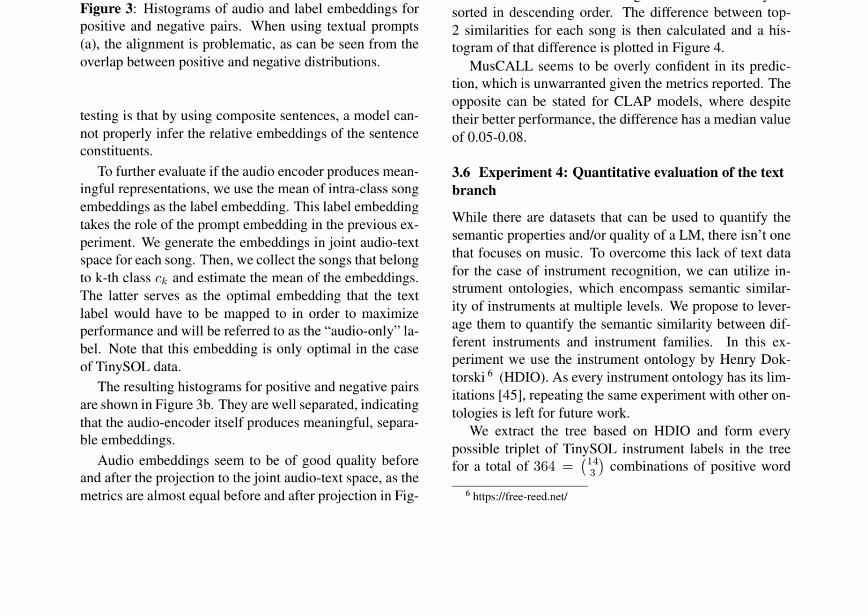These experiments provide valuable insights into the strengths and weaknesses of two-tower systems in instrument recognition tasks, highlighting the need for further research on improving the text branch, particularly in enhancing the semantic properties and quality of the language model. The use of instrument ontologies offers a promising direction for future studies aimed at refining the performance of two-tower systems in this domain.